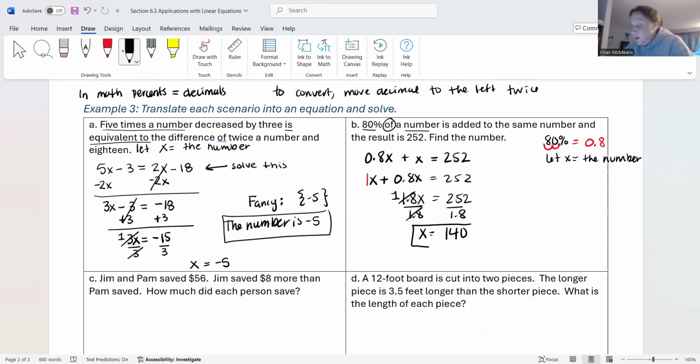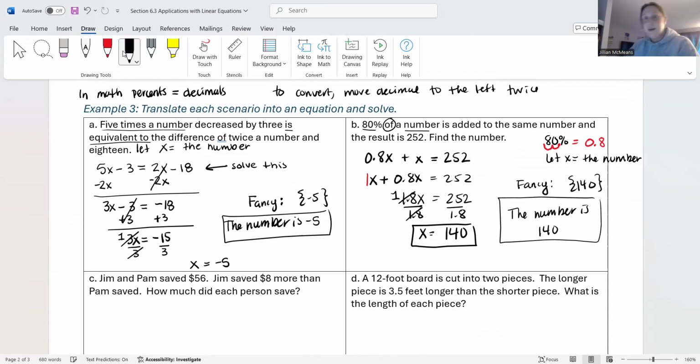And that's it. So in a situation like this, you can write it fancy in set notation. Or because you started with a word problem, you could write it just as a really quick phrase or a quick sentence. You could say the number is 140. And that's it. Isn't it kind of fun? Like maybe secretly it's sort of exciting and fun. All right, so that's A and B.